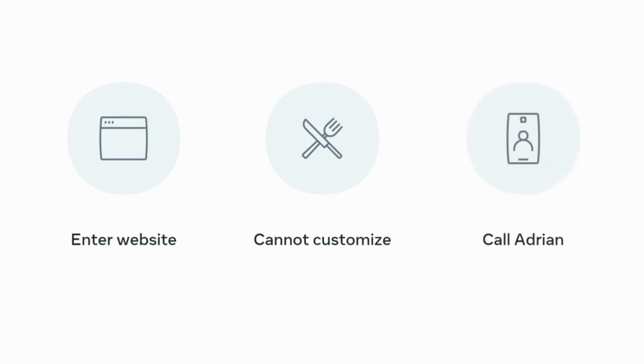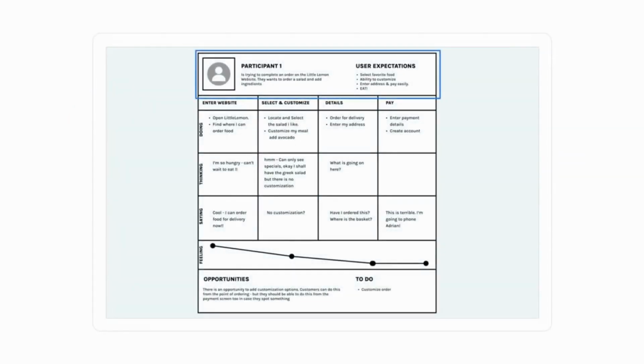The customer enters the website and selects her meal. She wants to customize her order. She realizes she cannot. She abandons and picks up the phone to call Adrian. From the top down of the customer journey map, you can list the customer's name, image, scenario, and expectations. Next, you can list the steps she is trying to complete and track her thoughts and feelings. Enter the website, select and customize her order, add her details, and pay.